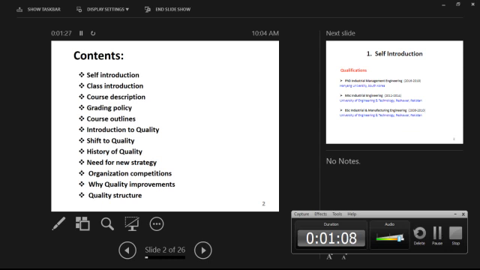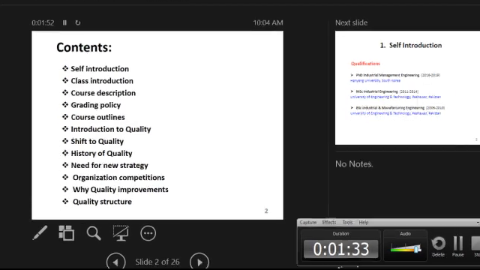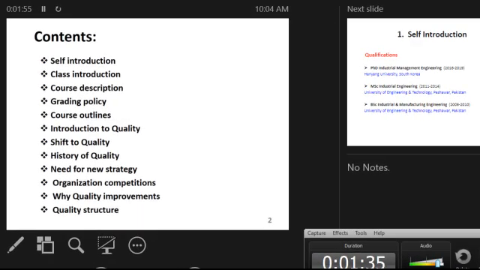Then I will tell you something about quality, the shift to quality, and the history of quality: how it developed, how it came into the minds of people, and what the needs are for a new strategy. Then organization competition: how and why organizations compete on the basis of quality, why quality improvements are required for industry, and at the end we will discuss the quality structure.